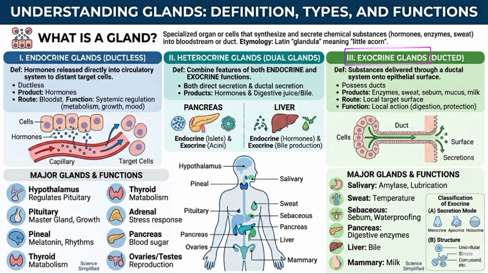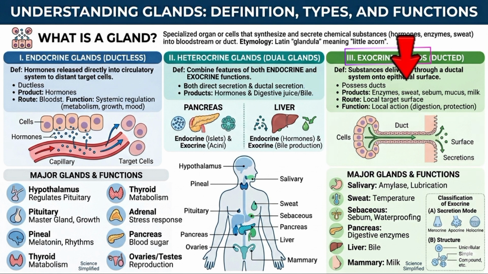Part 4. Exocrine glands. Right section. Now shift your attention to the right side, the green section labeled 3, exocrine glands, ducted. Unlike endocrine glands, these possess ducts. Definition: substances are delivered through a ductal system onto an epithelial surface.